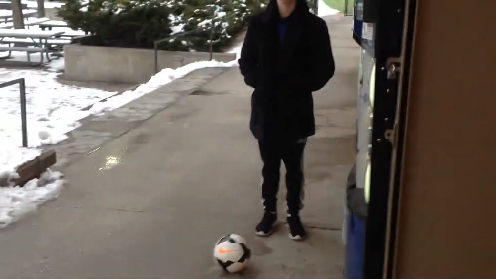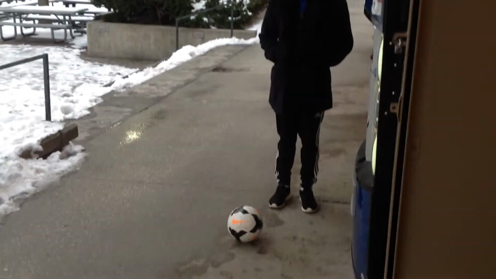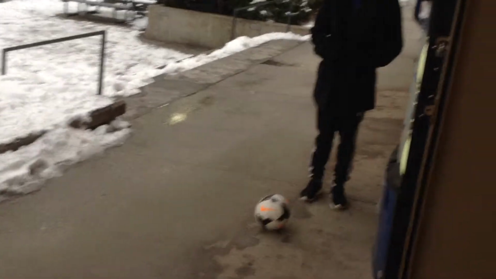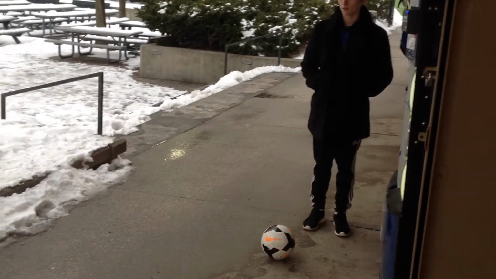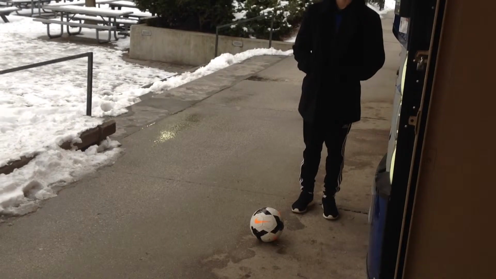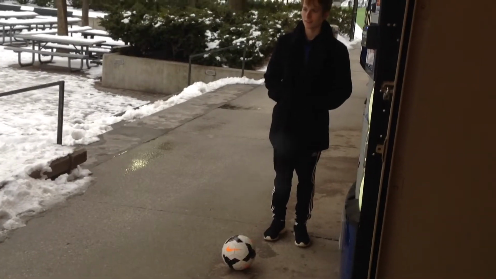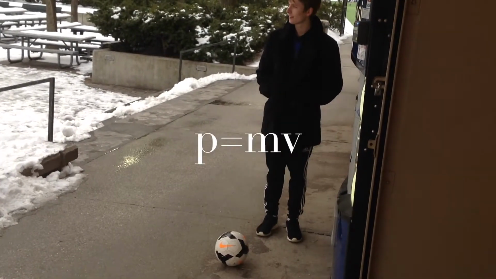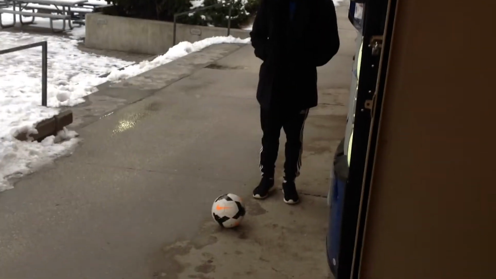In this experiment, we will be discussing momentum. Momentum is described as the product of the mass and velocity of an object. We know that the mass of the ball is 0.23 kilograms. We will be measuring the velocity of the ball and then using the formula momentum equals mv to determine the momentum of the ball at that velocity.